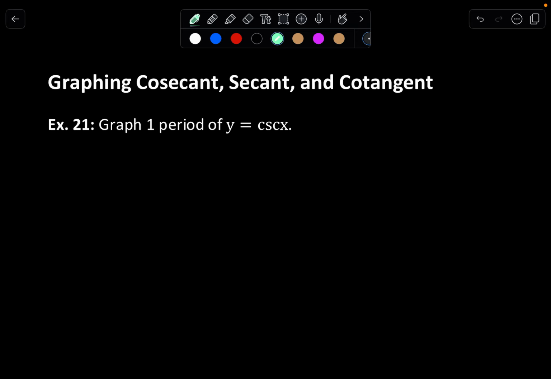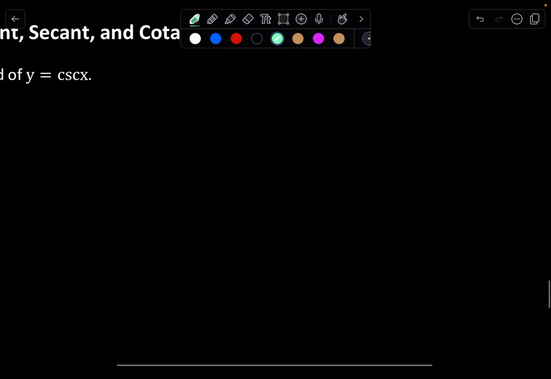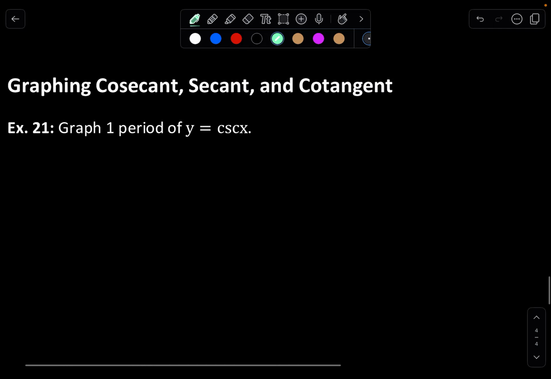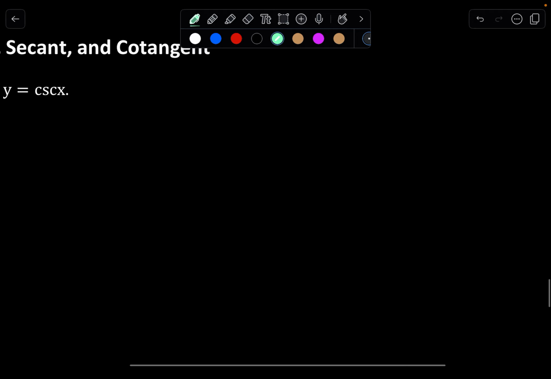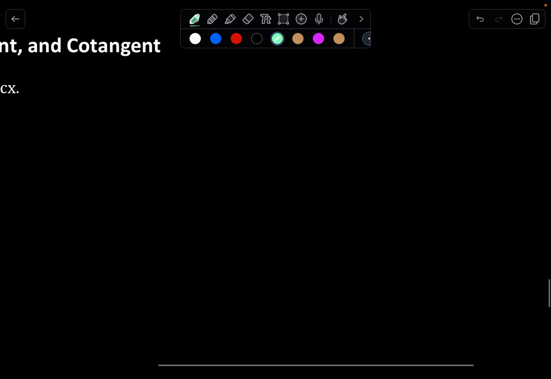So this next video is on graphing cosecant, secant, and cotangent. To graph these, I'm going to start with their reciprocals and use the attributes of their reciprocals in order to sketch the graph. I would suggest doing this going forward, because once you see that relationship, it makes it a lot easier to remember what the graph will look like and what it will do.